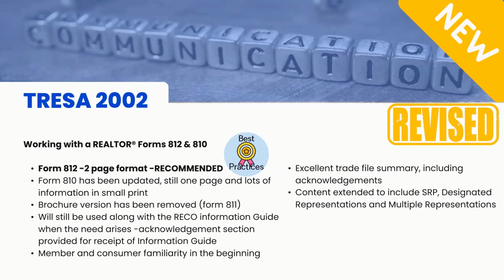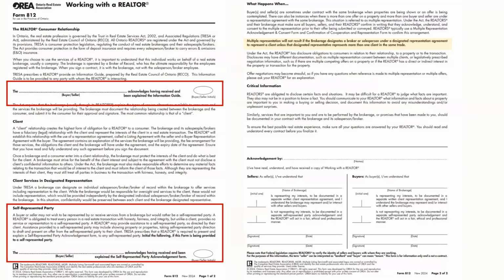Member and consumer familiarity in the beginning. Excellent trade file summary, including acknowledgements, content extended to include self-represented parties, designated representation, and multiple representations. So this is all required. This is the 2-pager working with the realtor.